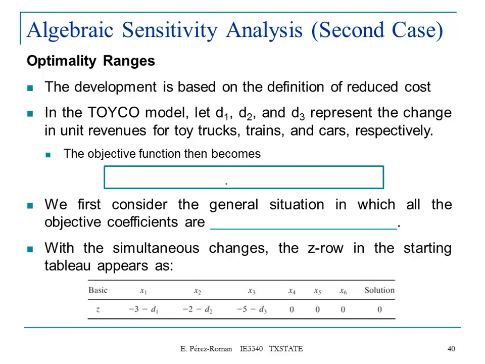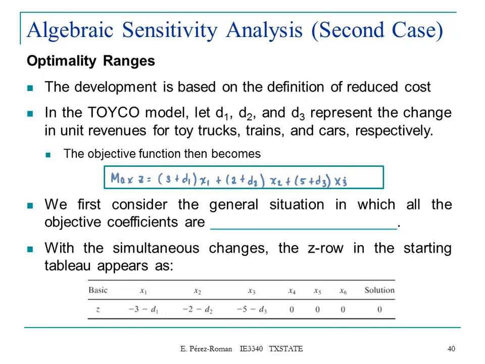So in the Toycraft model, you can let D1, D2, and D3 represent the change in unit revenues for toy trucks, trains, and cars. Then the objective function becomes the maximization of Z equals (3 plus D1) times X1, plus (2 plus D2) X2, plus (5 plus D3) X3.